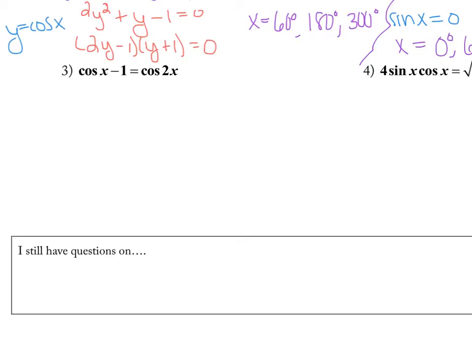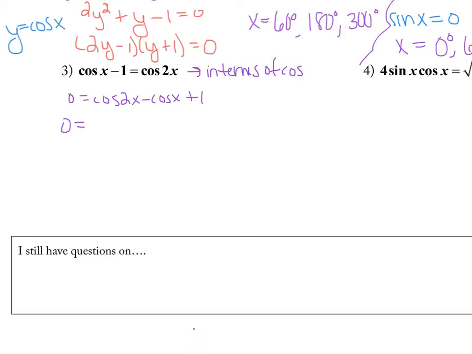All right, so once again, in terms of cosine. Okay. And we want to get everything to one side. And typically, you're going to want to move everything to the side of the double angle. So 0 equals cosine of 2x minus cosine x plus 1. So we can't use the problem the way it is, so we have to go ahead and substitute our double angle identity in.